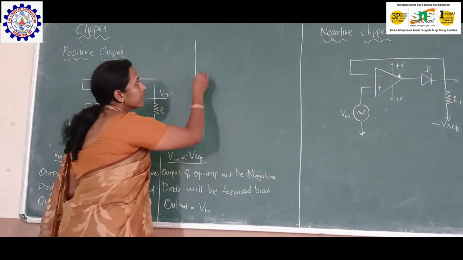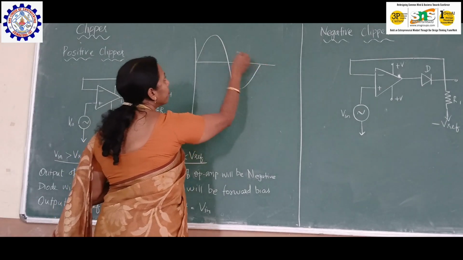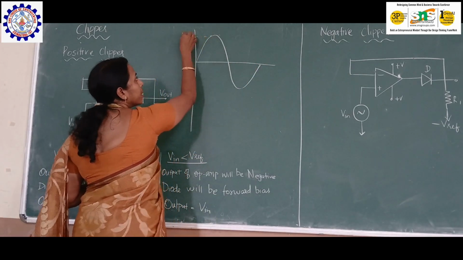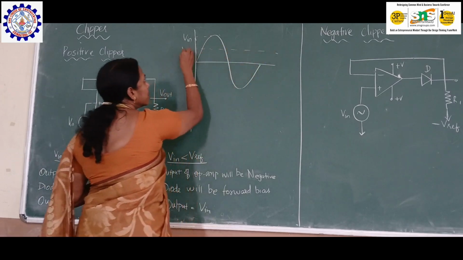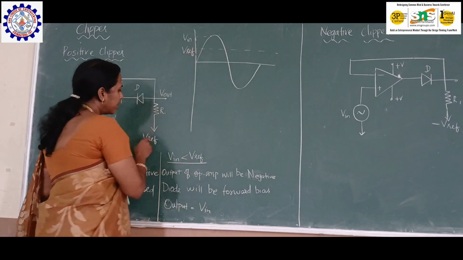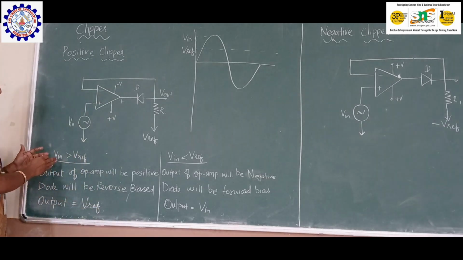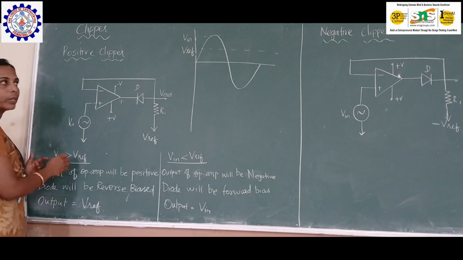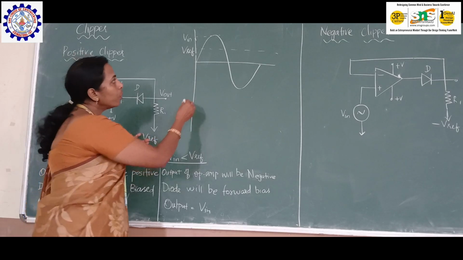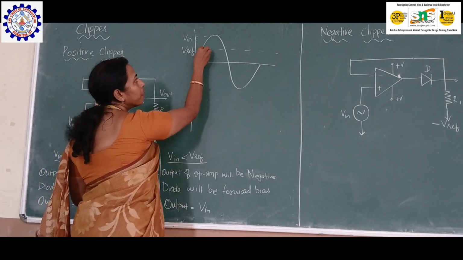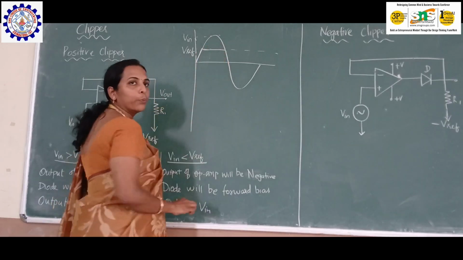For example, let me consider an input sinusoidal waveform. Here this is V in, and let this be the reference voltage which we are giving at this point. So we have seen that if V in is greater than the reference voltage, the output will be V reference. So now at this point the output will be V reference. So maximum we will be getting the output voltage V reference.